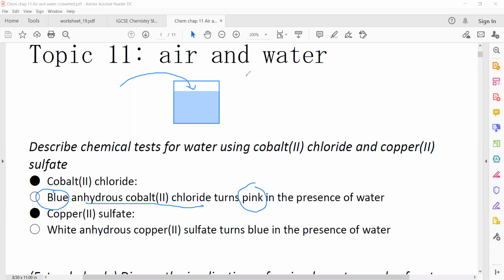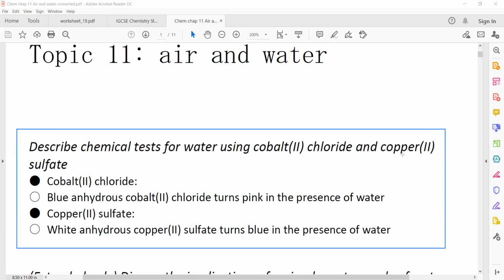Or you can take anhydrous copper sulfate, which is originally white in color, a white solid. But when you add it to a container which is filled with water, it will change from white to blue. So both of these tests confirm the presence of water. So if you have a question, write a chemical test to show the presence of the water, any one of them you can write. But you should learn both, and any one you can write if a question is there.